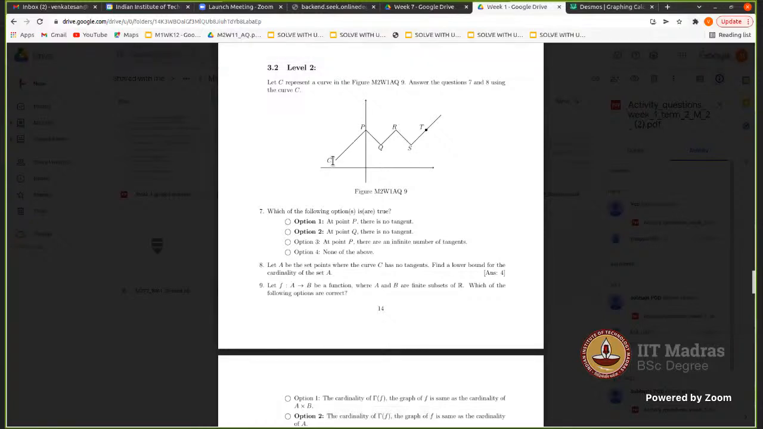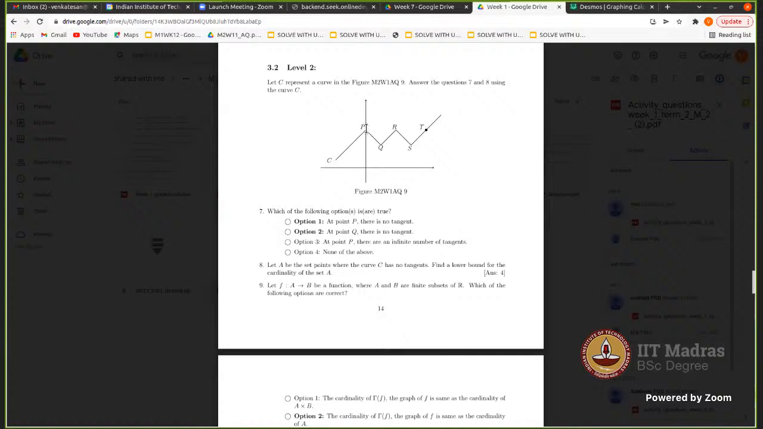Don't debate with me that straight lines will not have a tangent. As of now, just agree that for a straight line, every point on the straight line has a tangent, and that tangent is the same straight line. If I take some point here and talk about the tangent at that point, the tangent will be the same straight line.